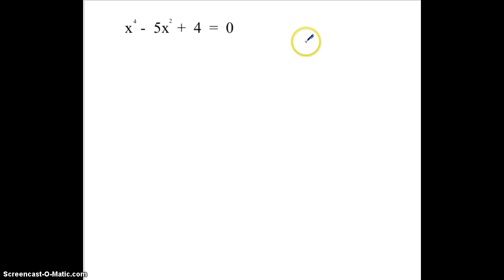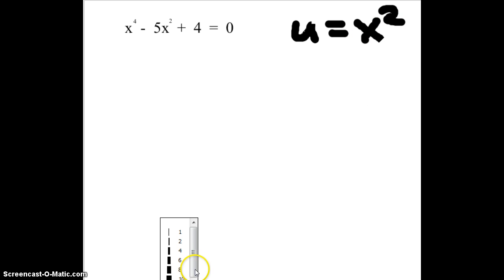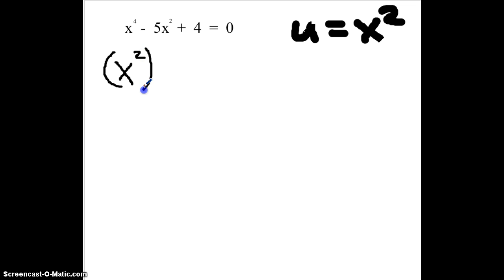So, what you could do is let u equal x squared. Now you might say, well, how's that going to help? Well, if you remember your rules for powers or exponents, you could change that x to the 4th to x squared, quantity squared. Because, of course, power to a power, we can multiply these. It's the same thing as x to the 4th, right? Minus your 5x squared plus your 4 equals 0.